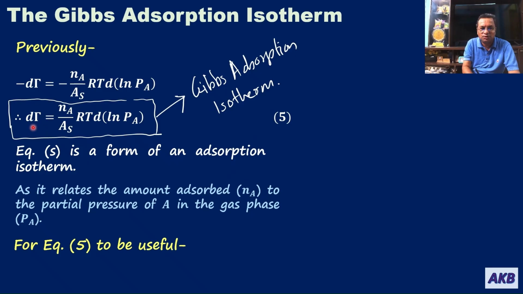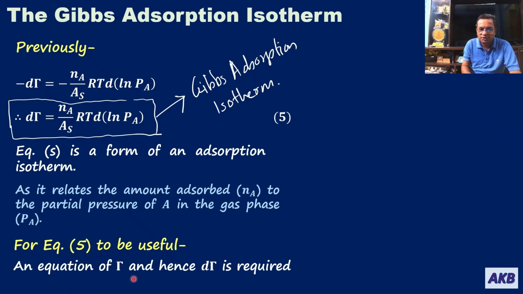Now let us use the equation for d capital gamma, so that equation number 5 becomes useful. For equation number 5 to be useful, we need an equation for capital gamma. Once capital gamma is known, you can easily get the equation for d capital gamma. So let us do that.